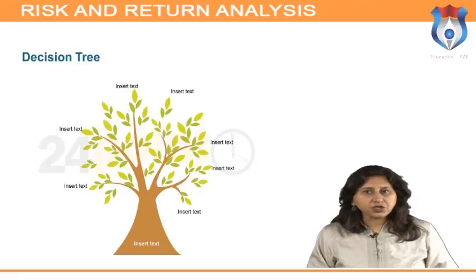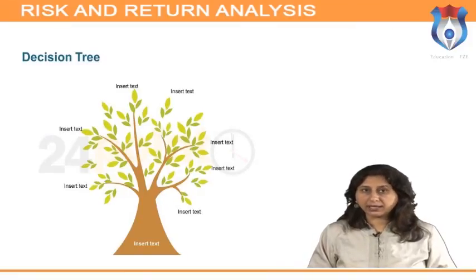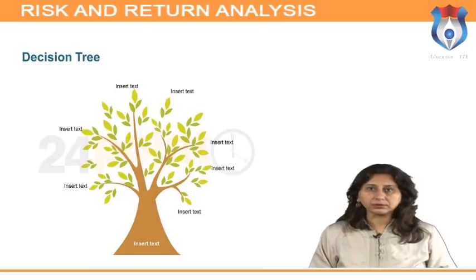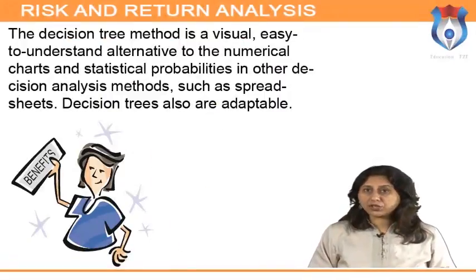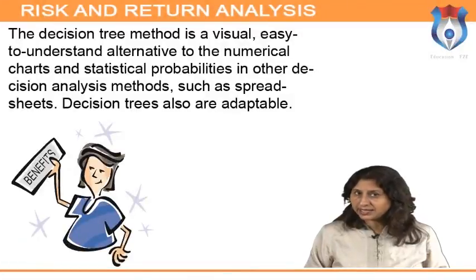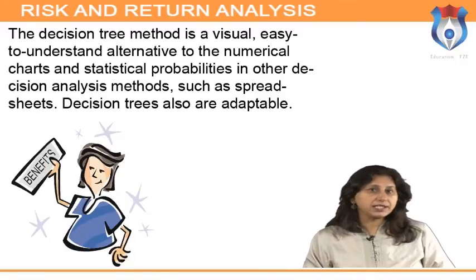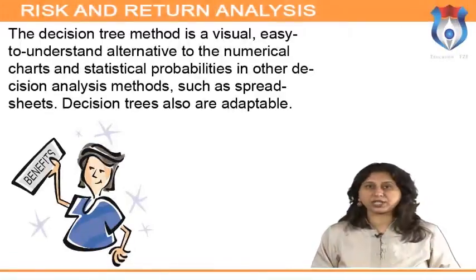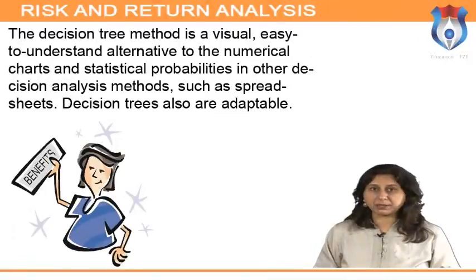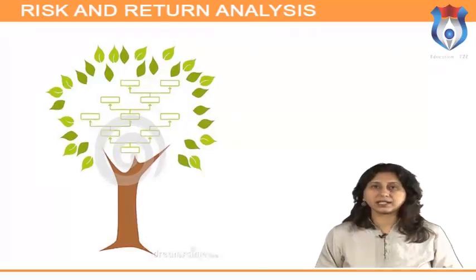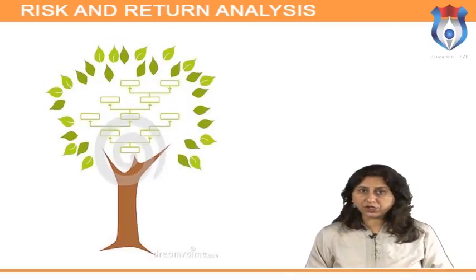Function: decision makers can use the decision tree method in medical diagnosis, game theory, engineering, public policy analysis, business management, and more. Benefits: the decision tree method is a visual, easy to understand alternative to the numerical charts and statistical probabilities in other decision analysis methods such as spreadsheets. Decision trees also are adaptable. Considerations: every decision involves a level of uncertainty. An investment in new technology may not yield the hoped for benefits.